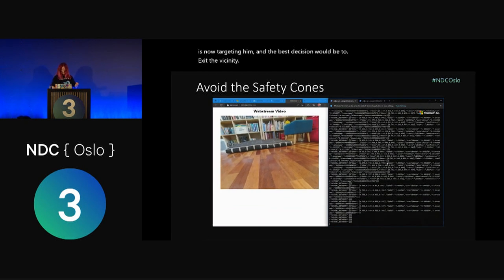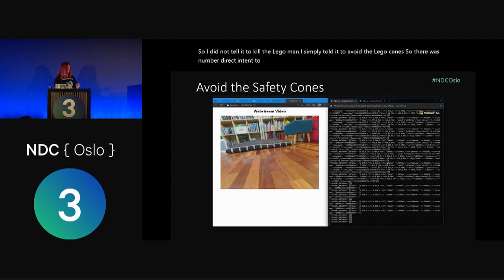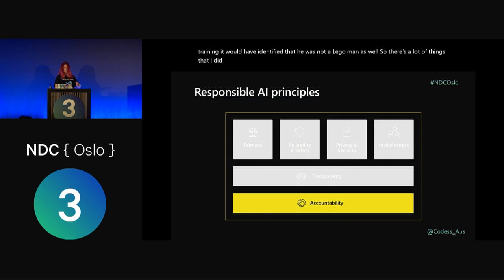So I did not tell it to kill the Lego men. I simply told it to avoid the cones. So there was no direct intent to hurt Leo the lion. And also, if I had not been so lazy with my training, it would have identified that he was not a Lego man as well. So there's a lot of things that I did there in my laziness that caused Leo some concern. And he held me accountable for that.